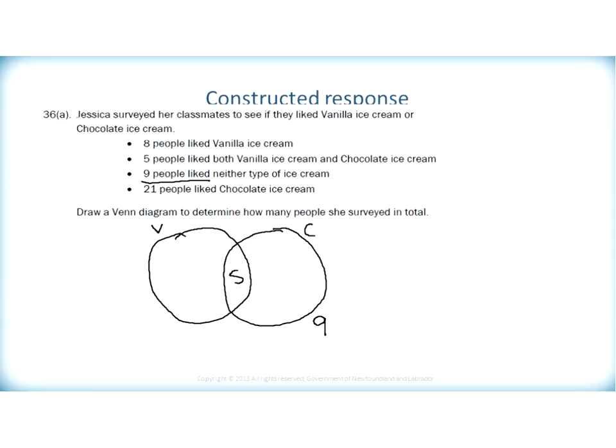21 people like chocolate. So if that's 21 people like chocolate, but we already used up 5, that would give us 16 that like only chocolate. If 8 people liked vanilla, we have 5 of those people used up. That means that 3 only like vanilla. It says draw a Venn diagram and determine how many people she surveyed in total. The number of people she surveyed would be the 3 plus the 5 plus 16, which would be all regions of the Venn diagram, plus 9. This would give us 33. So 33 people were surveyed.